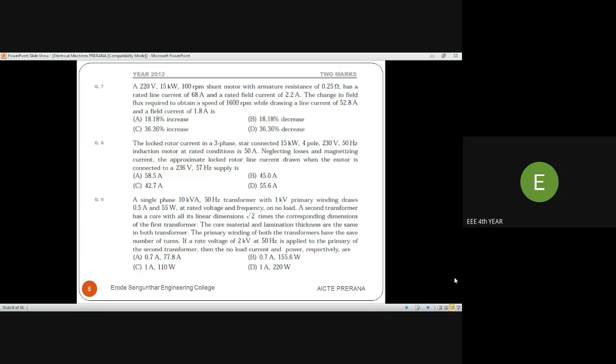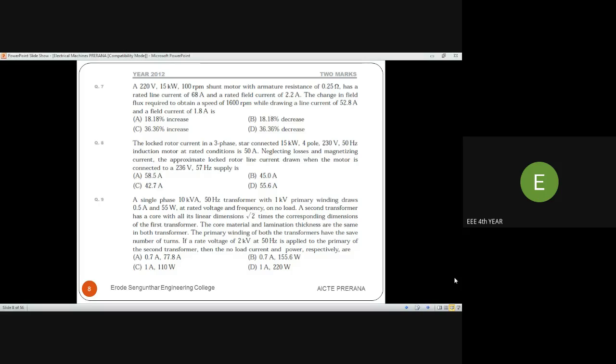Next, year 2012 solved questions. It is a 2-mark question. A 220 volt, 15 kilowatt, 1000 rpm shunt motor with armature resistance of 0.25 ohm, which has a rated line current of 68 ampere and a rated field current of 2.2 ampere. The change in field flux required to obtain a speed of 1600 rpm while drawing a line current of 52.8 ampere and a field current of 1.8 ampere.